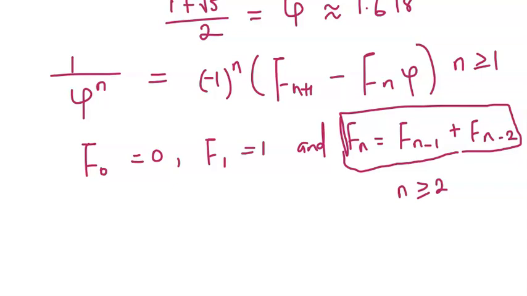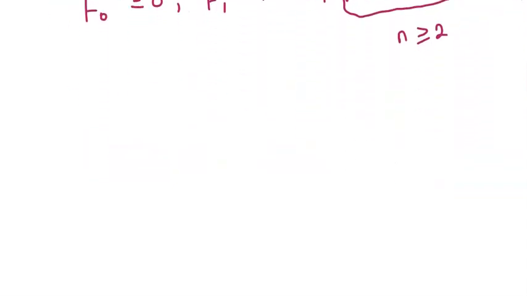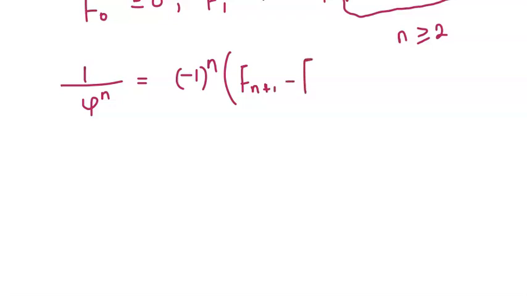Okay, so let's see how we're going to use this idea to solve this problem. Remember, we have that 1 all over phi to the power of n is equal to negative 1 to the power of n multiplied by f of n plus 1, right, minus f of n multiplied by the golden ratio.